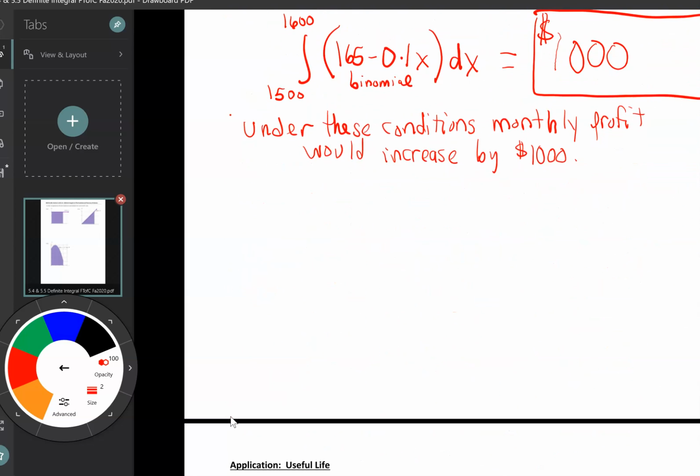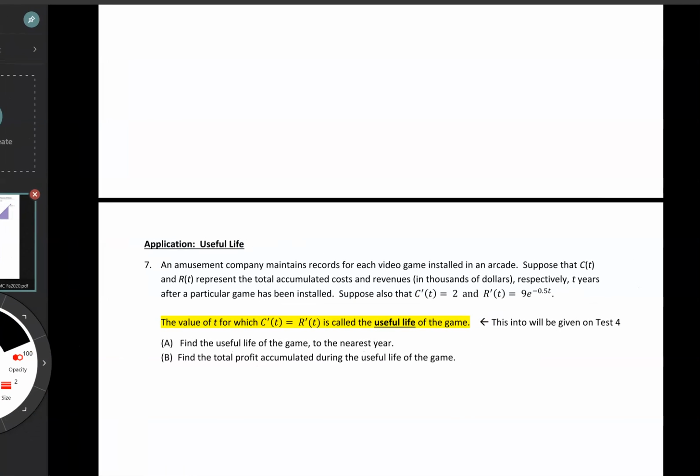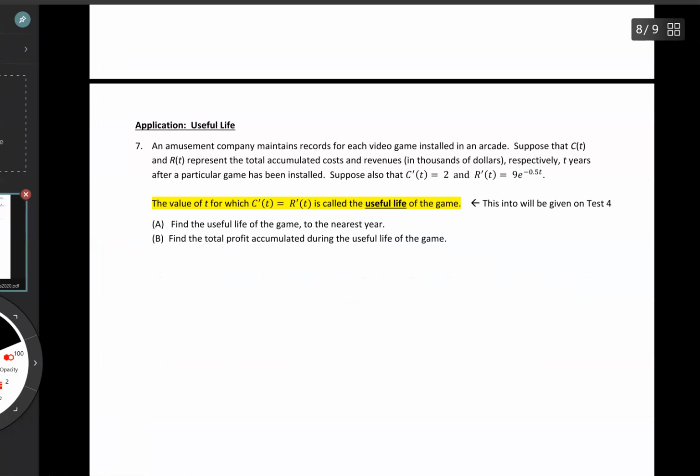Okay, now the next two have some formulas that will be given to you on the test. You just have to know how to use them. They're business concepts, so they'll totally be given to you. One's called useful life, and the other one is going to be average value. But again, you're just going to set up an integral, and then we're going to use technology.